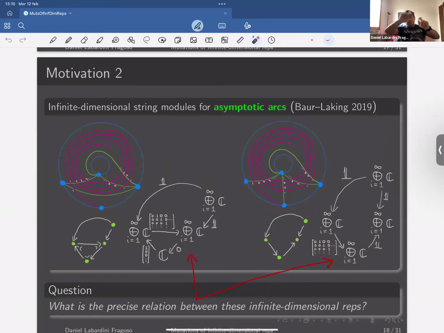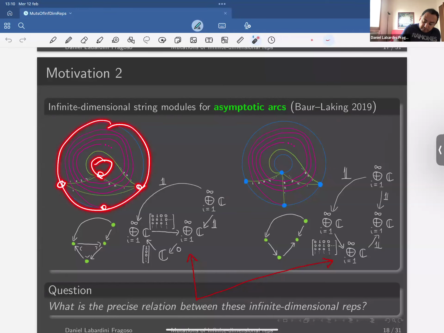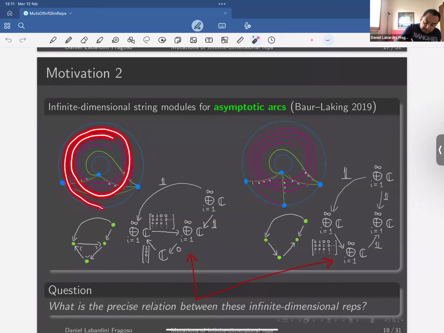Now the point is that you can also associate certain infinite dimensional string modules to certain curves that are no longer arcs but kind of asymptotic arcs. In a way, they are not compact. As in the work of Bauer and Laking, where they work over annuli with points on their boundaries and no punctures. Here you are seeing this non-compact curve that at some point starts accumulating in some closed curve. And you have this triangulation.